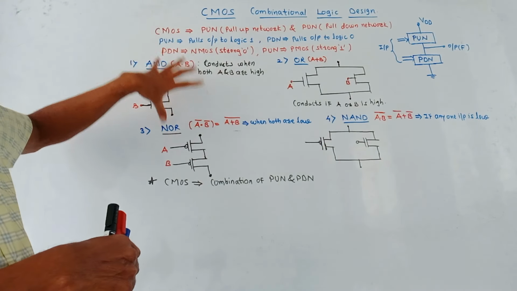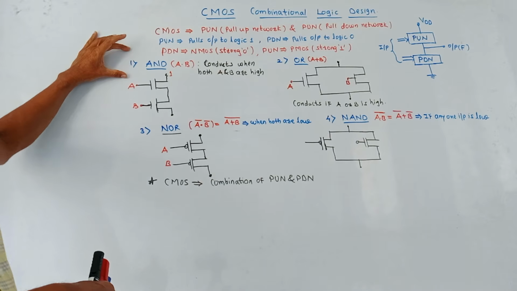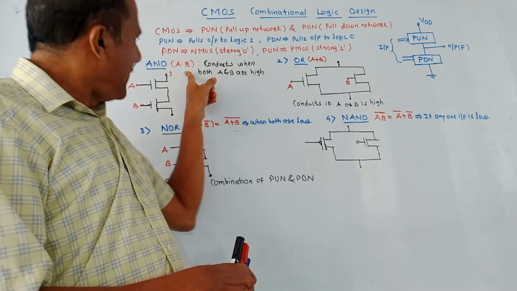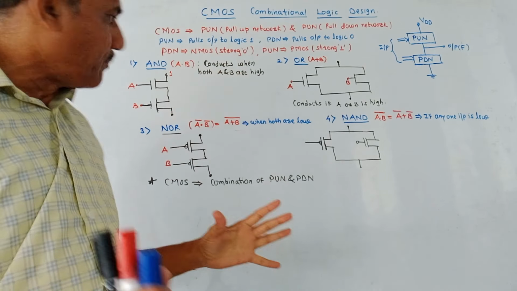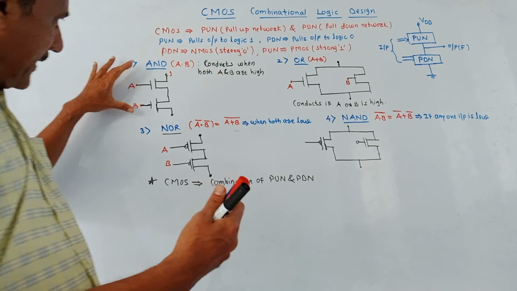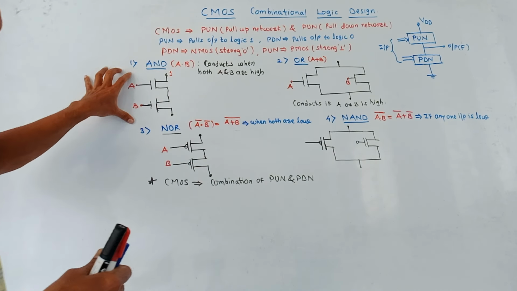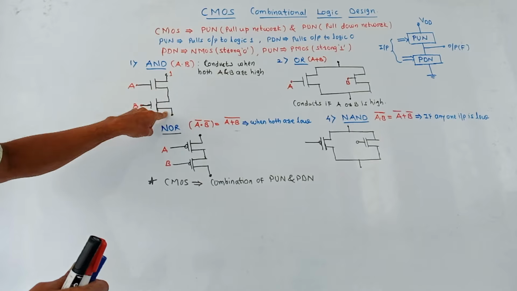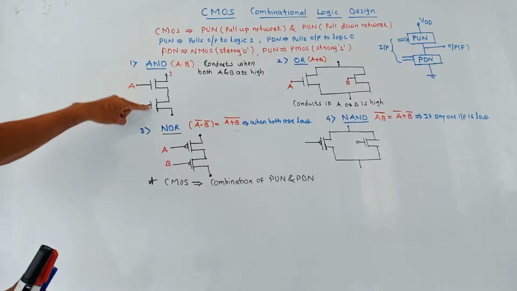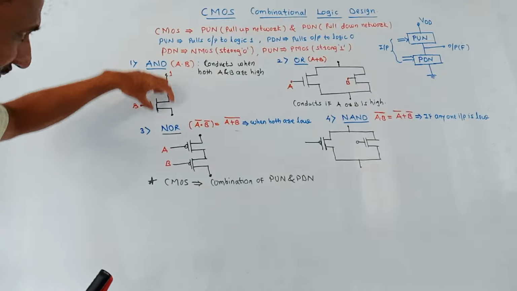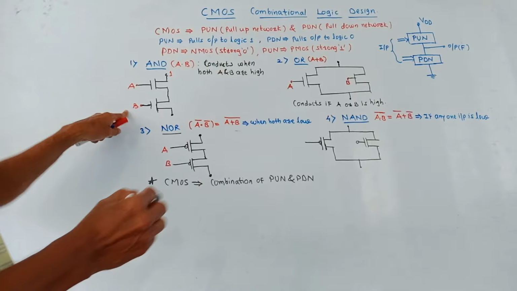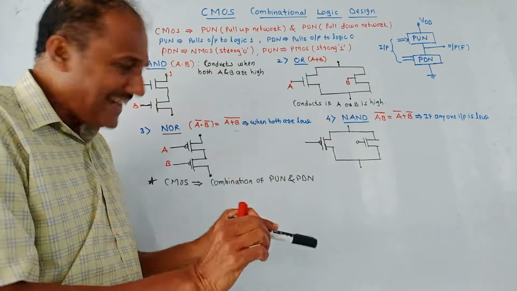Now, how to implement the basic logic gates? First is AND. We know that the Boolean expression is A dot B. A and B are two inputs. This circuit is generated by making use of MOSFETs as shown in the figure. Here, N MOSFETs are used. This is the symbol of an N MOSFET. Two N MOSFETs are connected in series, one after the other. This is called a series connection. A and B are inputs. So very simple logic. This is an AND gate.